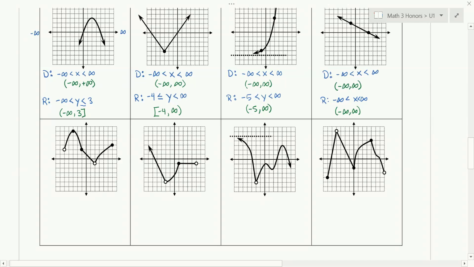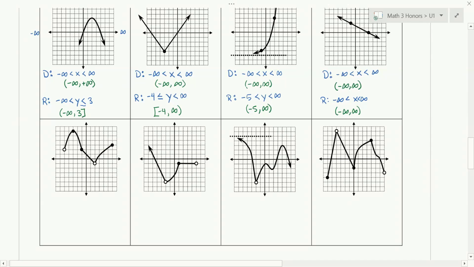If you have an open circle, that means there's no point there. It just gets as close to that point, but it doesn't touch that point. If you have a closed circle, that means it actually goes through that point. Okay. So here we're thinking about the domain.